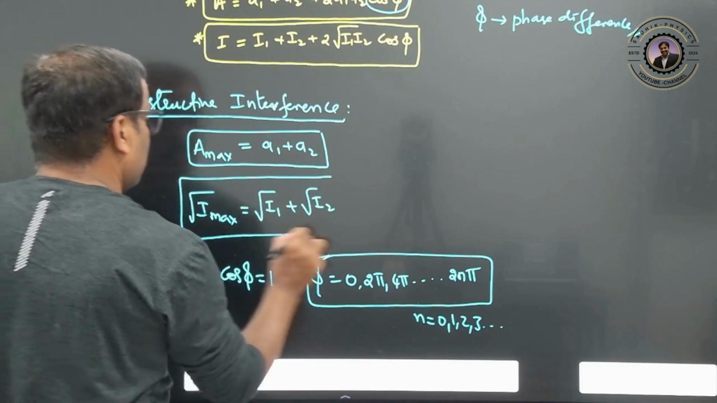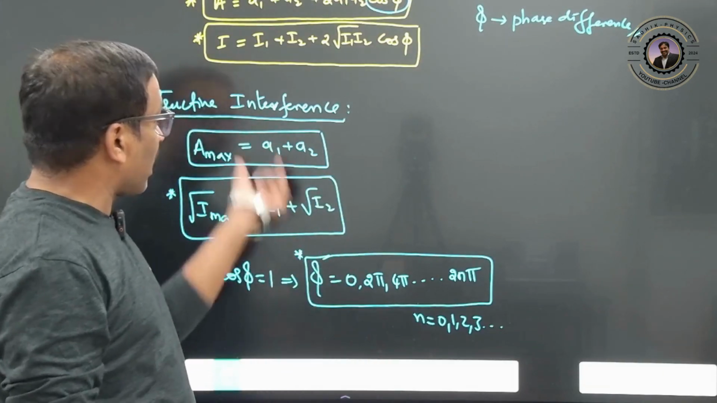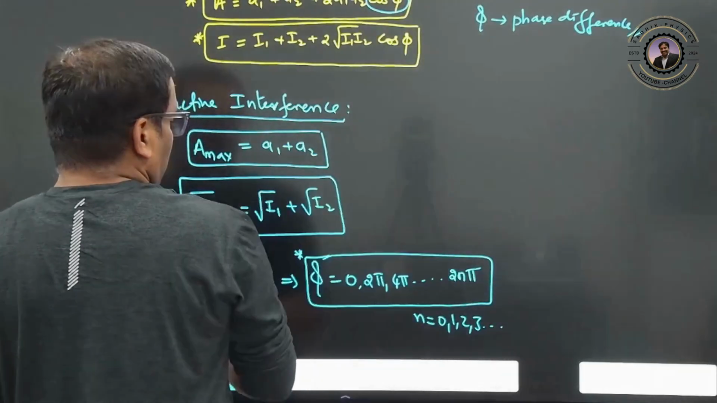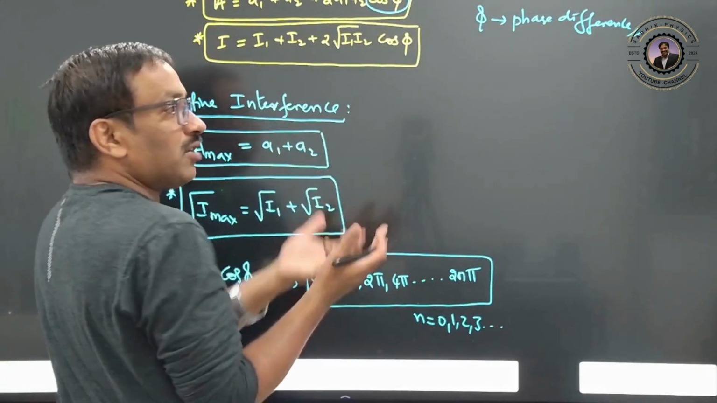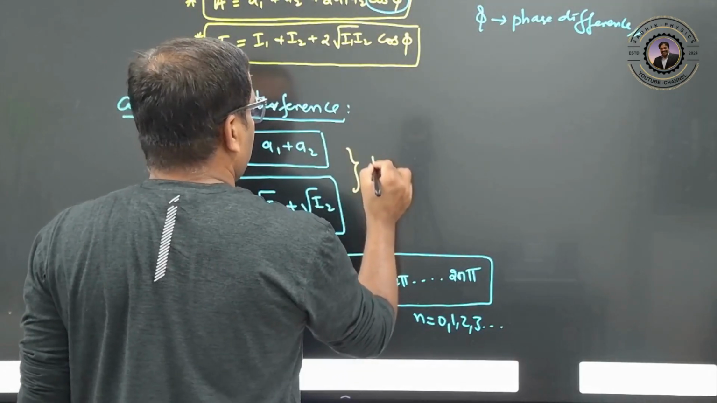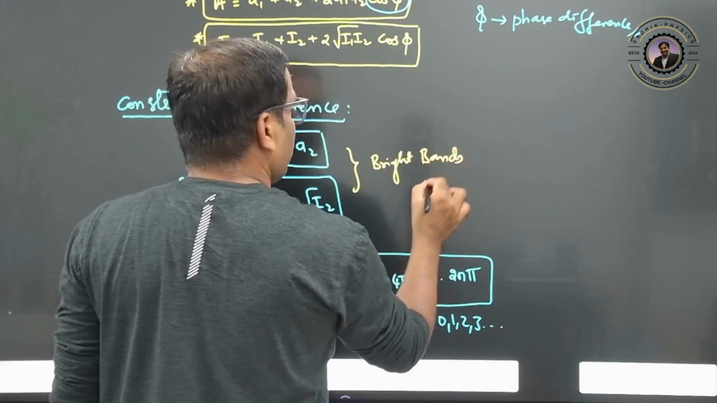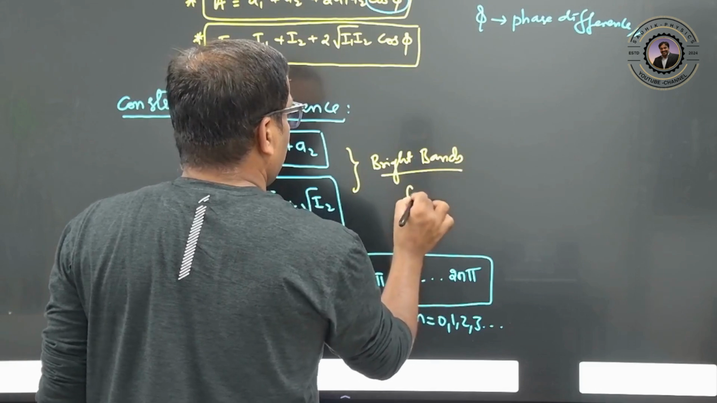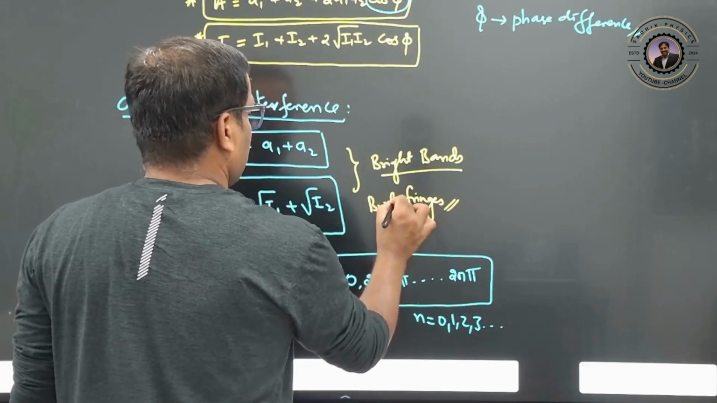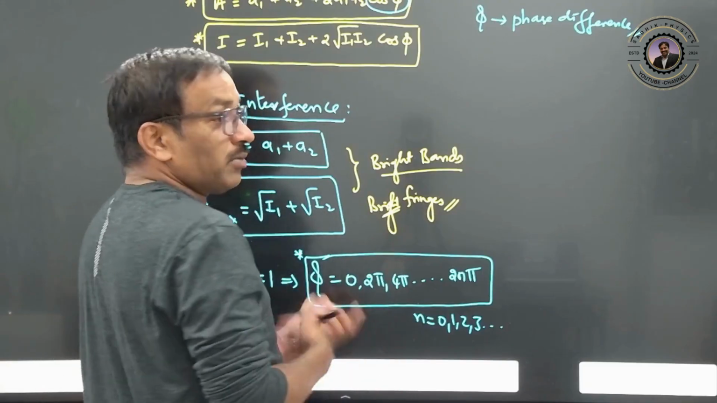This is your intensity maxima. So in this one, this maximum is going to create it. Maxima means what? Here intensity will be more, therefore more brightness will be there. Therefore this is forming like bright bands or bright fringes. Sometimes you can call it fringes also. Bright fringes. Clear? So to form the bright fringes, intensity is maximum, amplitude is maximum.